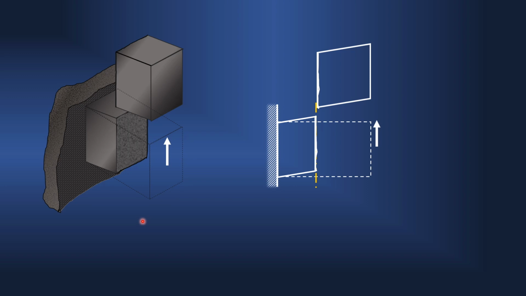So what I want to visualize here is, in case of shear failure, the section at which failure occurs, surfaces slide against each other. Surfaces slide against each other. This is shear failure.